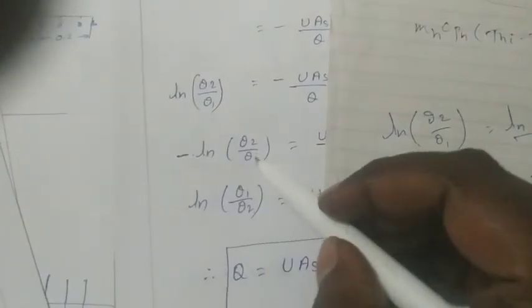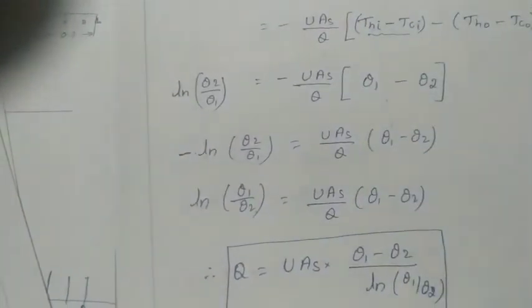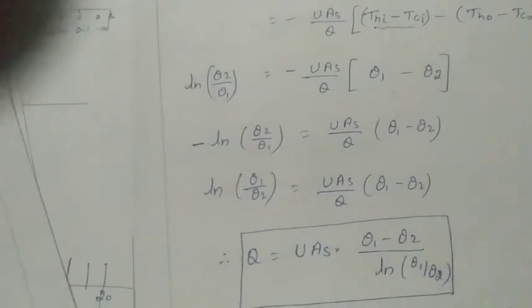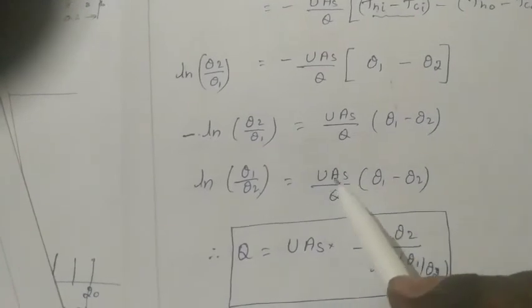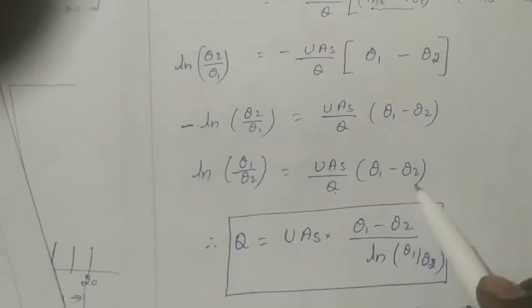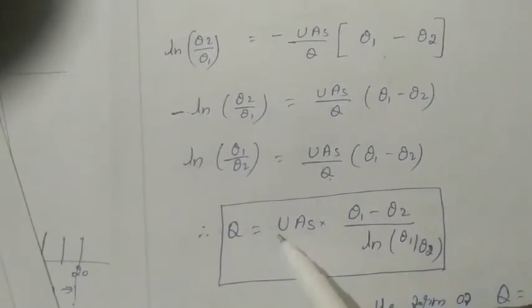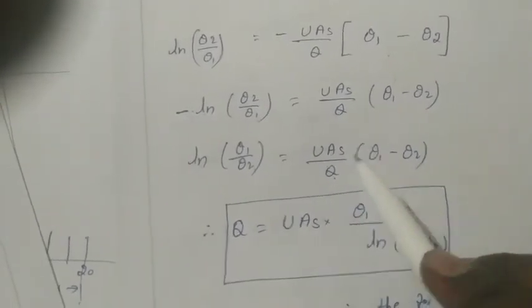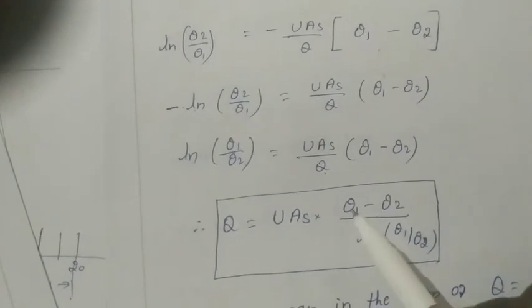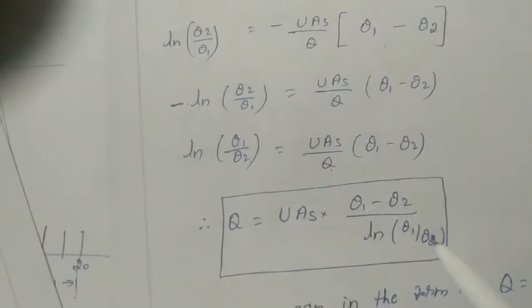So therefore this is the form of ln of theta 1 divided by theta 2. So that one I'll write directly. Minus ln of theta 2 divided by theta 1 becomes ln of theta 1 by theta 2. So now this is the equation, UA divided by Q, into theta 1 minus theta 2. So here we want Q in the form of UA into, that will transfer to this side, so theta 1 minus theta 2 over ln of theta 1 divided by theta 2.